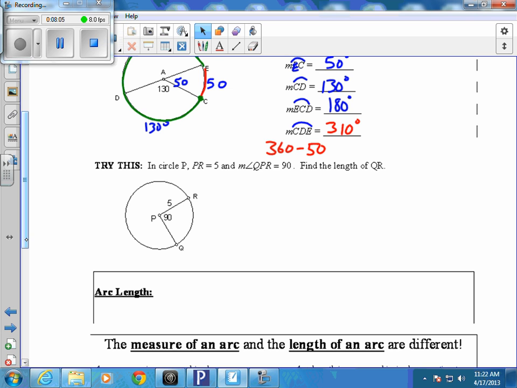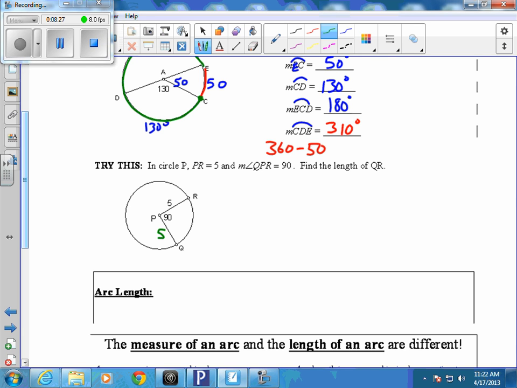Here's another one. Pause the video and see if you can figure this out on your own. Okay, we know that in circle P, PR is 5, which means PQ is 5, because that's also a radius. And the measure of angle QPR is 90. It's a right angle. It's a fourth of a circle, 360 degrees.